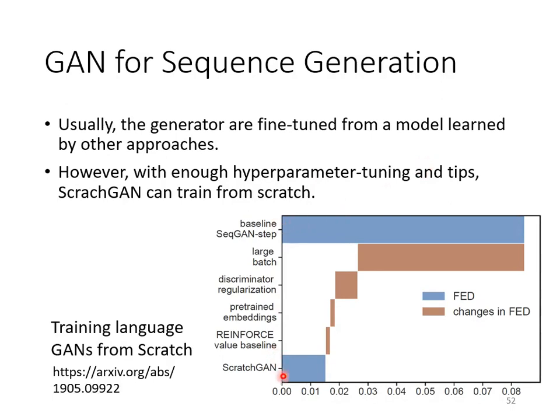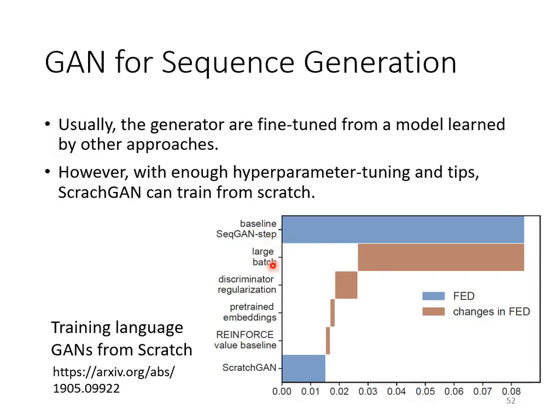For example, this horizontal axis is their metric. This is called FED. This one is used in text scenarios. We won't talk about it today. It is not important. In short, the lower the value is, the better the performance is. At the beginning of the training, there must be a technique called the SeqGAN step, which is necessary for training the model.